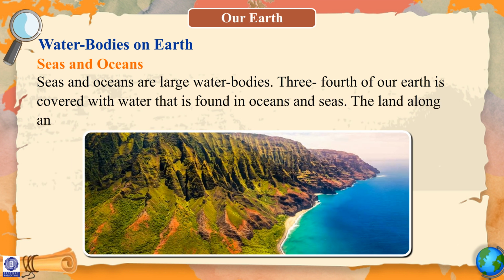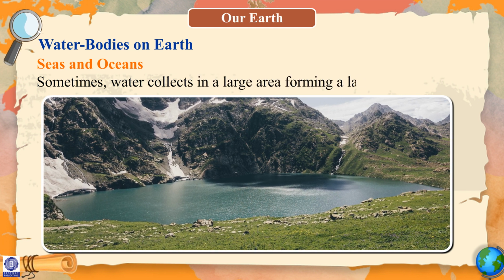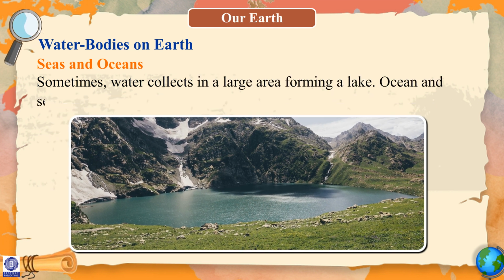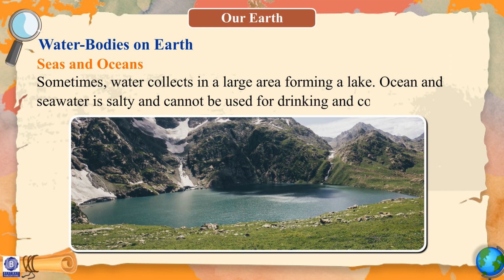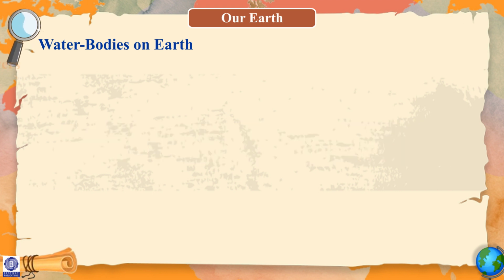The land along an ocean or sea is called the coast. Sometimes water collects in a large area, forming a lake. Ocean and sea water is salty and cannot be used for drinking and cooking purposes. Are you aware? An island is a piece of land with water all around it.